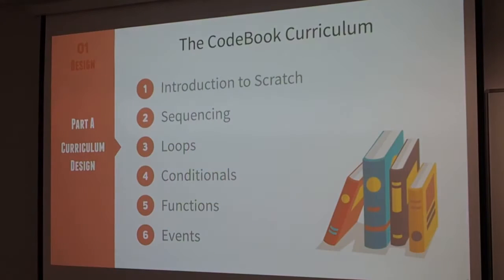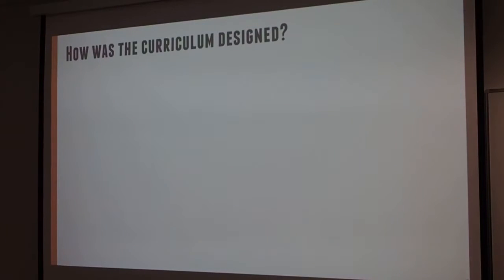So now let's look at the CodeBook curriculum, which is originally designed by us. It consists of 6 chapters. The first one gives an overview, a general introduction to the Scratch programming language, and helps the children to get familiar with the programming interface in our app. And the rest of the chapters, each of them will teach one of the fundamental coding concepts. So you may wonder how we chose these 5 topics.